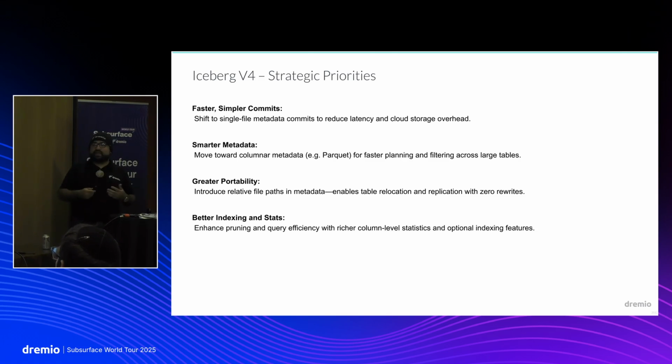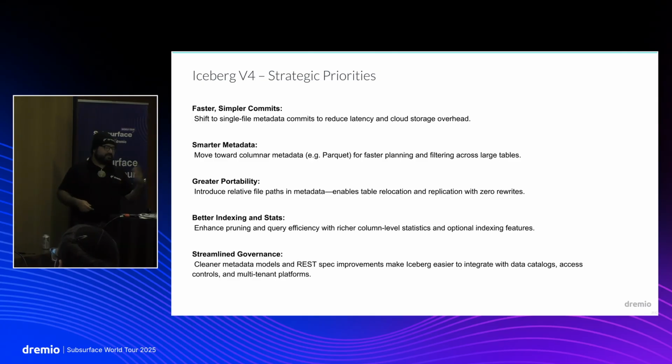Okay, better indexing. So the idea is discussing what else could go inside that Puffin file, what kind of indexes could be supported, and what the extensibility points are for adding more indexes and more statistics.